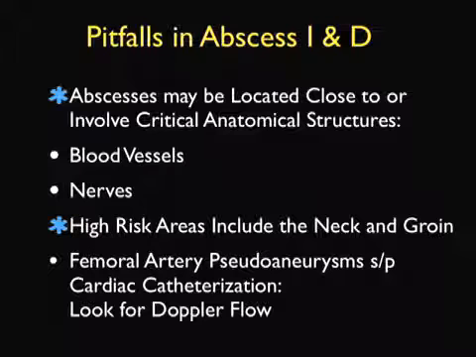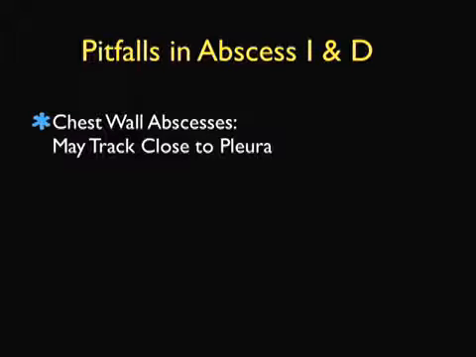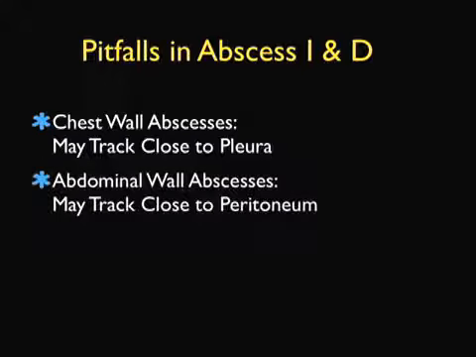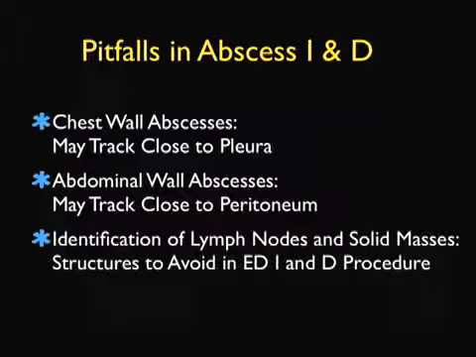A well-known complication is that after cardiac catheterization, there have been some patients who have been diagnosed with infected femoral artery pseudoaneurysms, and incision and drainage into this area can cause overwhelming hemorrhage. Other potential pitfalls in abscess I&D that can be avoided by the use of bedside ultrasound prior to a procedure is that chest wall abscesses may occasionally track close to the pleura, and one can look at the depth of the abscess in its relation to the pleura to avoid going through the thoracic cavity and causing a pneumothorax during an incision and drainage attempt.